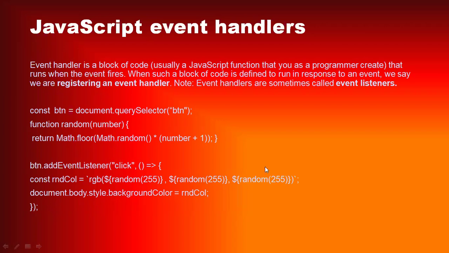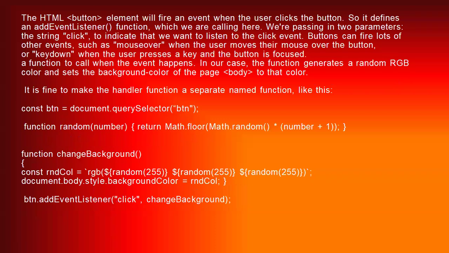Instead of going with an anonymous function, you can even go with a function name as well. So what we do here, we create a function changeBackground, then btn.addEventListener click changeBackground. Earlier we had an anonymous function, but here we specified a function name. So this is called a named function.